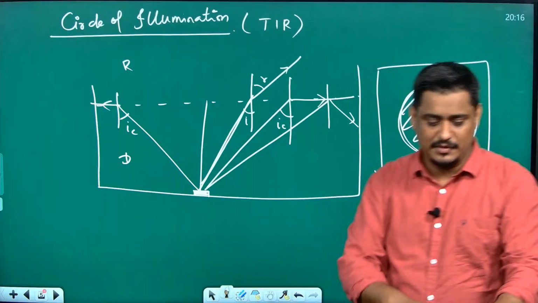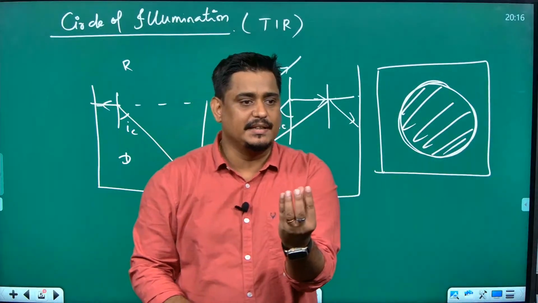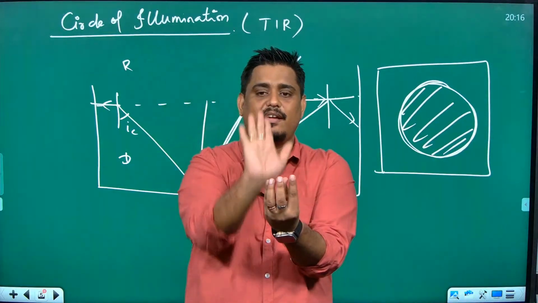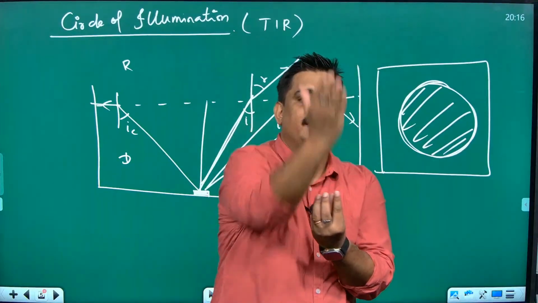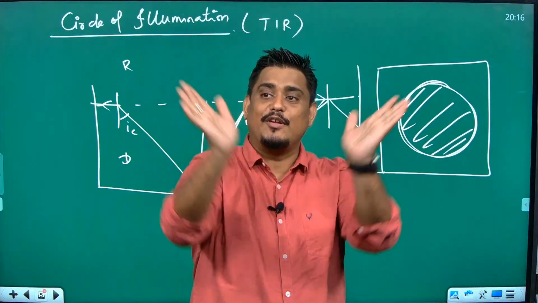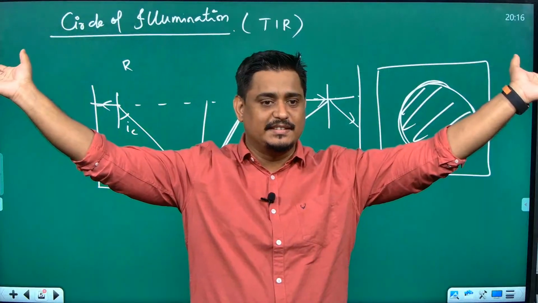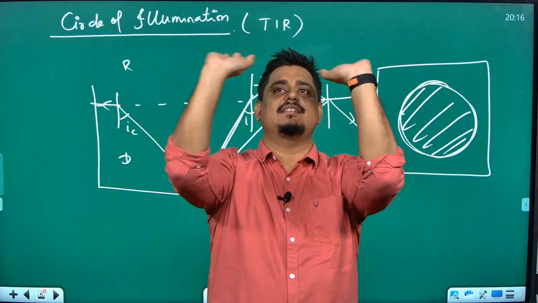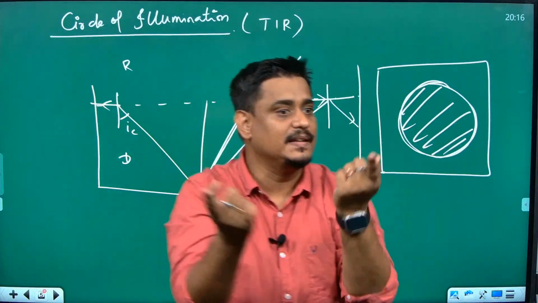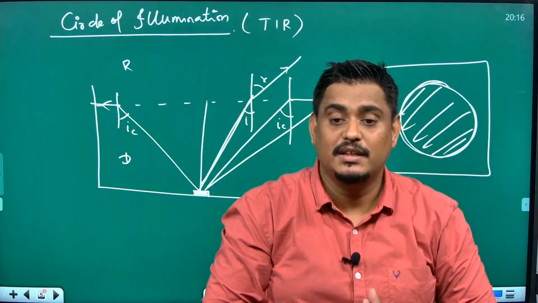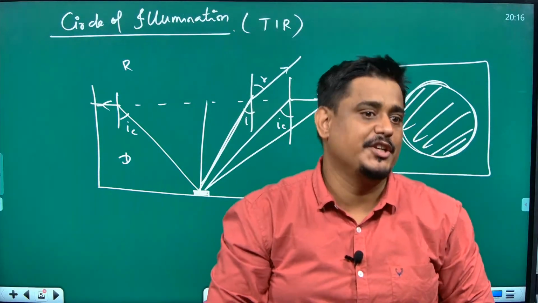See, imagine in 3D, there is a light here, and here, here, here, everywhere where the angle of incidence is equal to the critical angle, there is grazing. So all these grazing lines will make a circle, and that circle is called what? Circle of illumination. Ask me, Sharan.